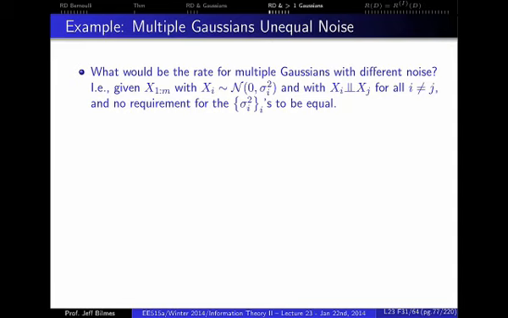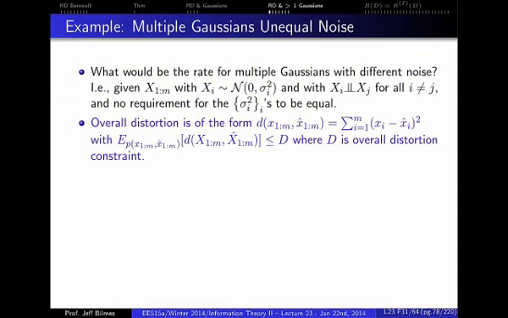So each Gaussian channel corresponds to a source with a different variance. I mean, it's really a Gaussian source symbol. So we've got m of them. Each one has its own variance or its own power, sigma i squared, and they're not required to be equal. And we have a joint form of the distortion. So it's the squared error distortion, but it's the distortion over m symbols. And we have an expected distortion. So expected distortion is over this joint distribution.